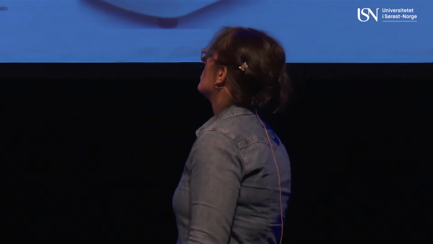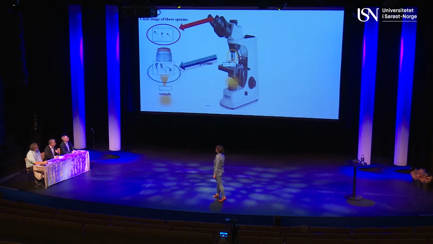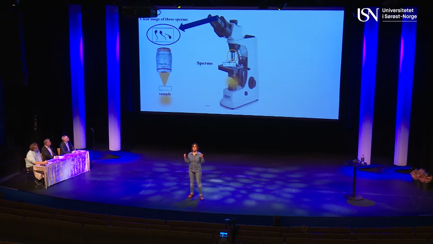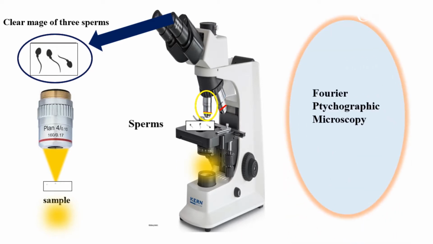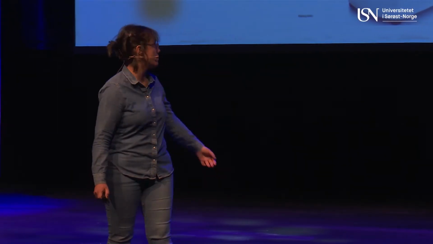So what can we do? We want to have a really clear image of these 3 sperms. We want to see all of them. And also, we don't want it to be expensive. We don't want to do any mechanical scanning. So this is my project, Fourier Ptychographic Microscopy.